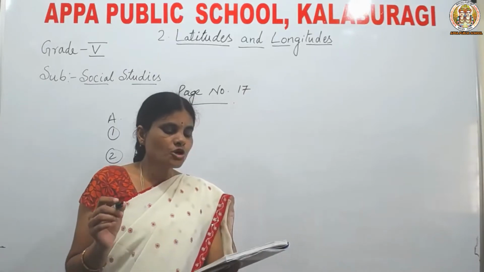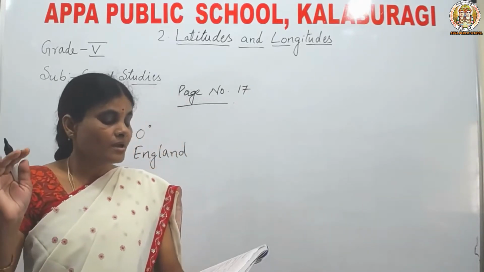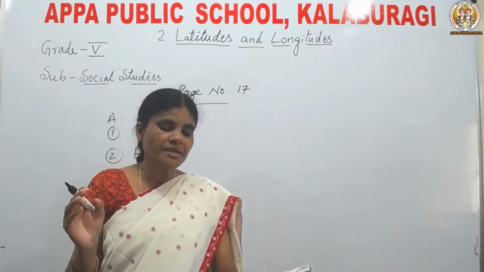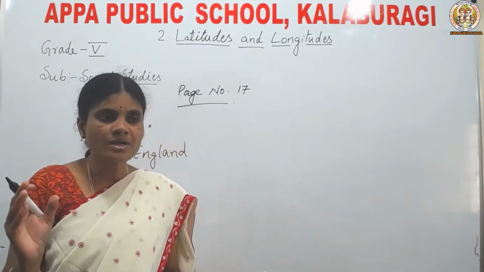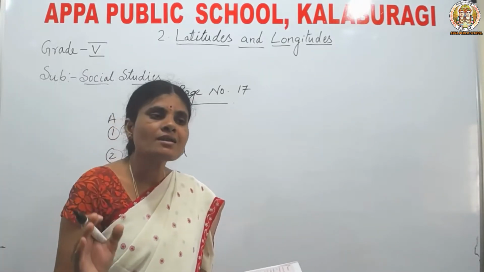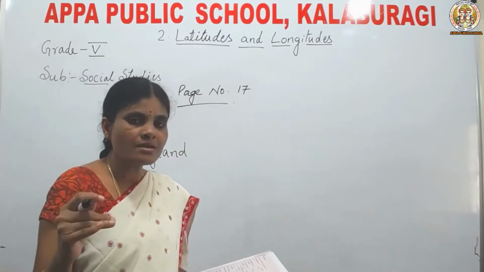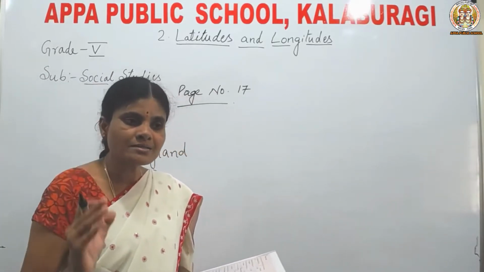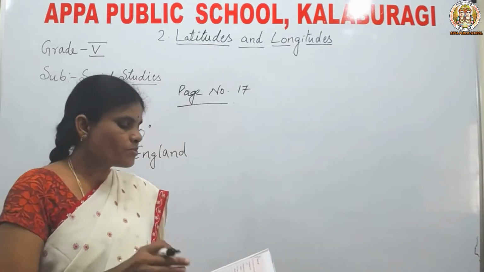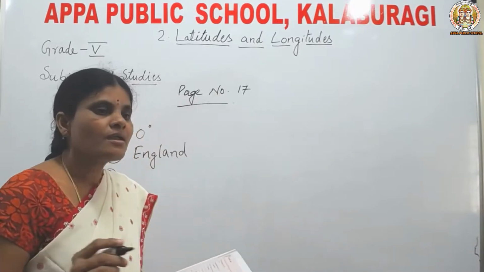Next, the Tropic of Cancer is a dash. Here three answers are given: latitude, longitude, meridian. Tropic of Cancer is a latitude or longitude? It is a latitude. We have four important latitudes other than the equator, North Pole and South Pole. Among these four important latitudes, this is one. Tropic of Cancer is a latitude.